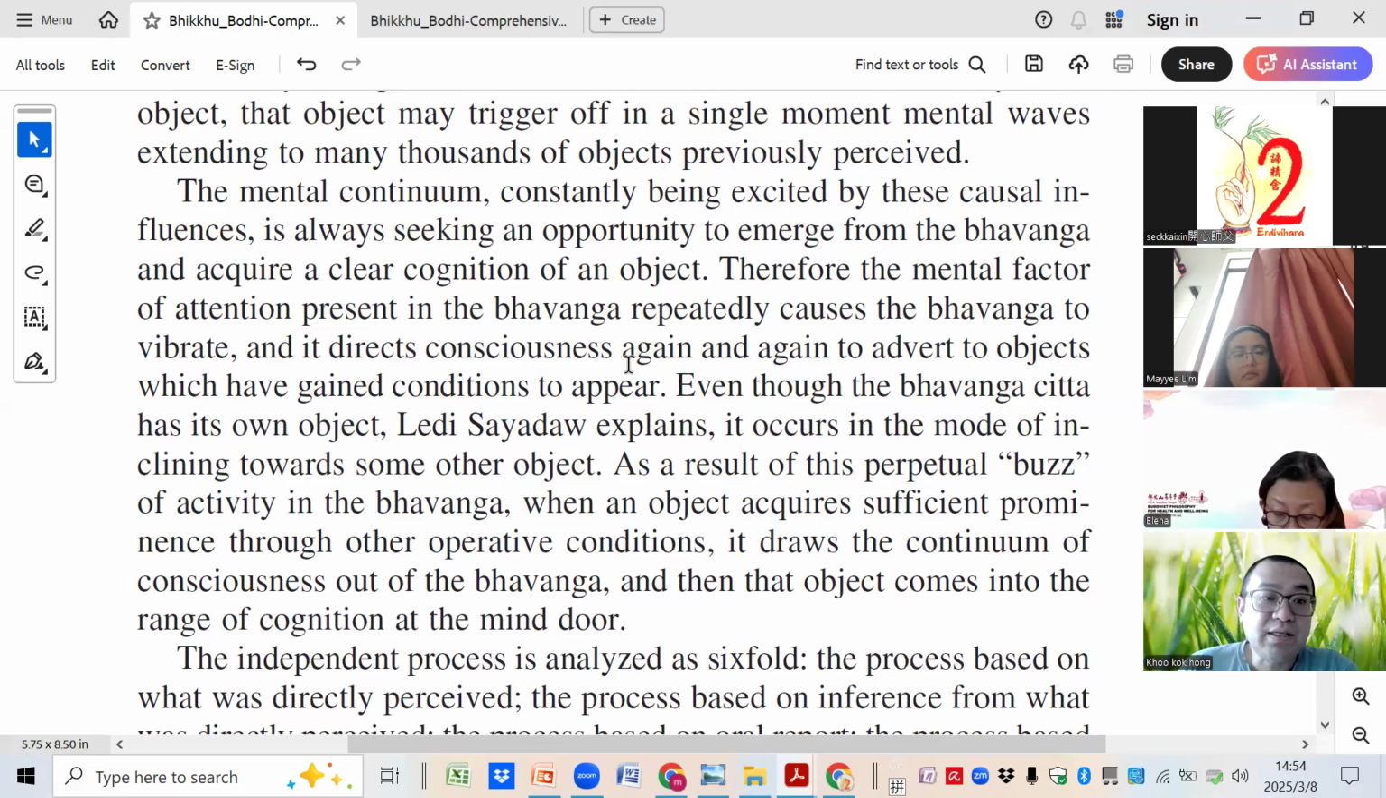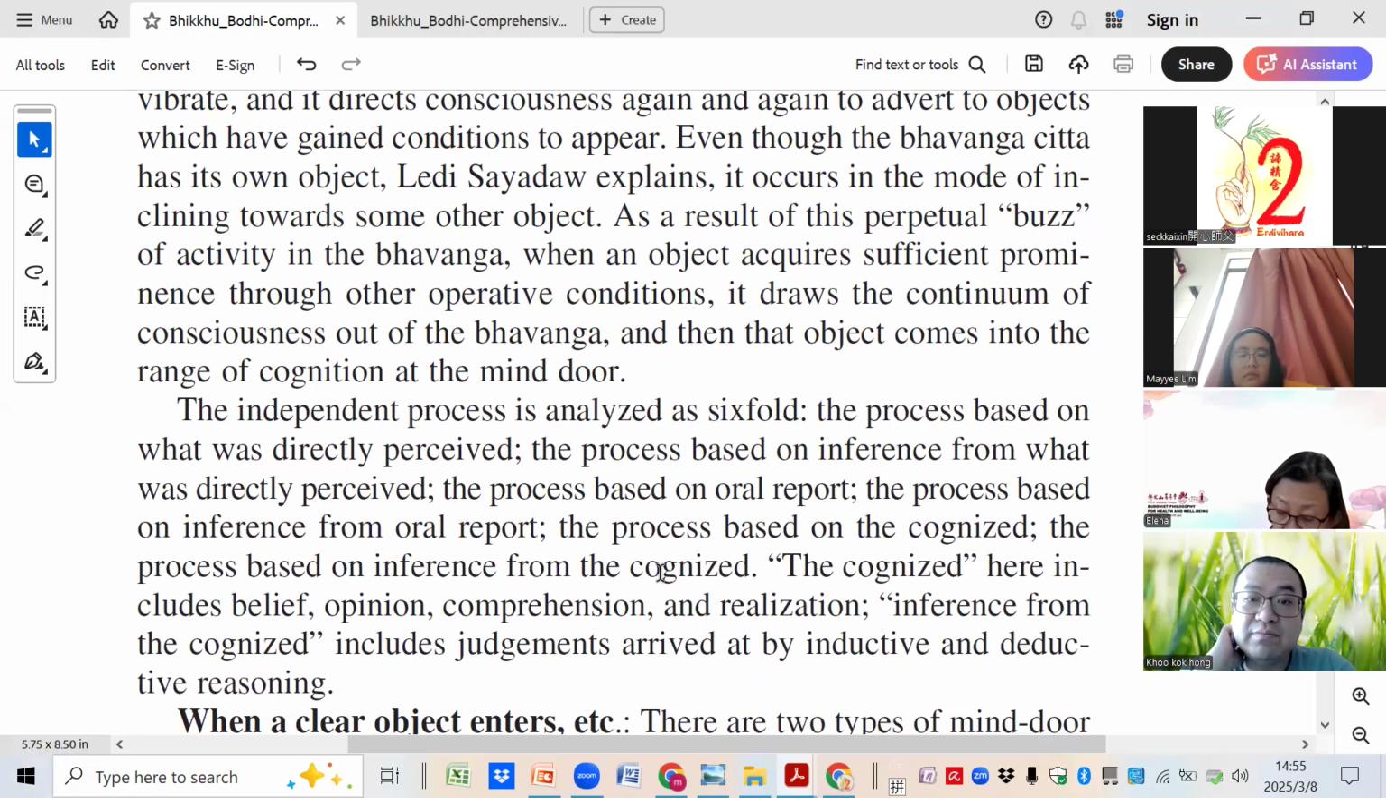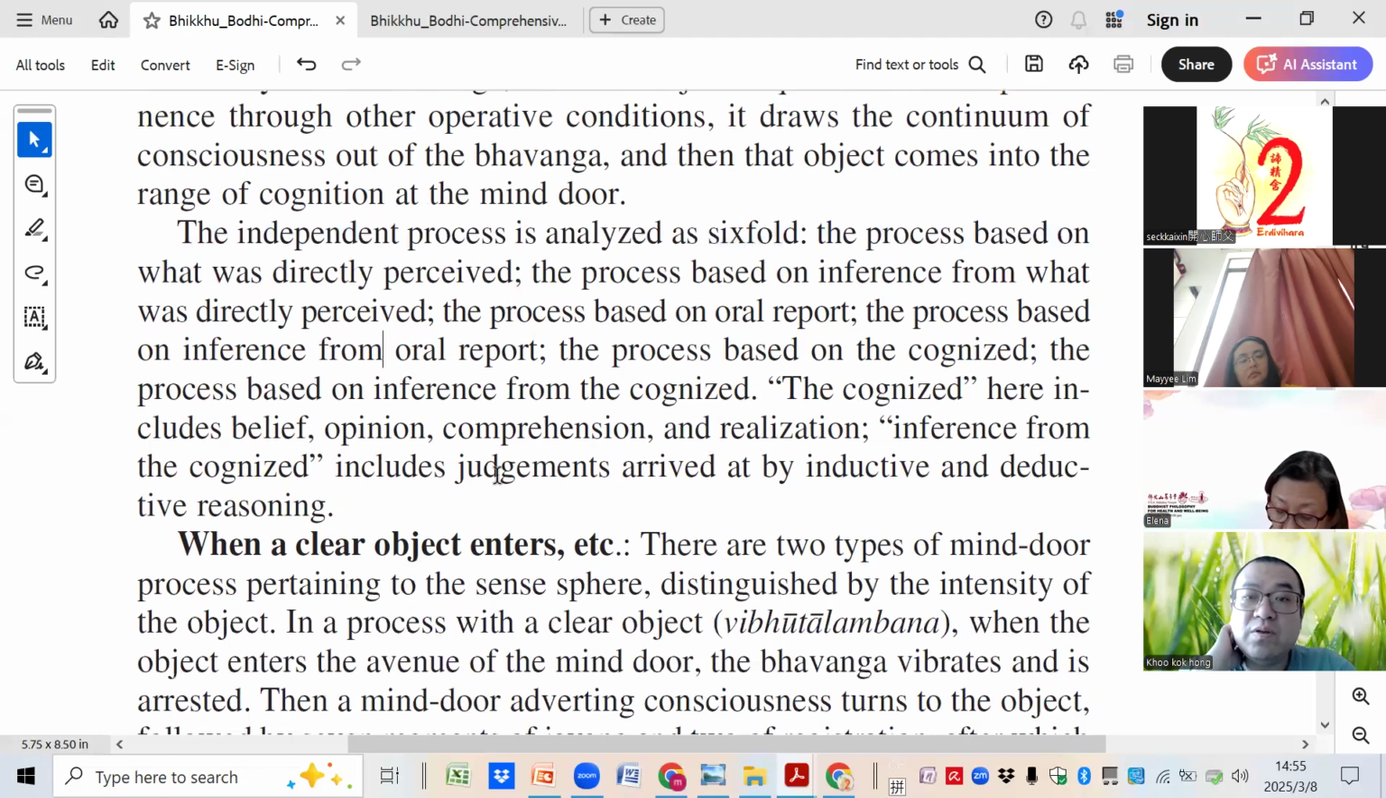Even though the bhavanga citta has its own object, Lady Sayadaw explained, it occurs in the mode of inclining toward some other object. As a result of this perpetual buzz of activity in the bhavanga, when an object acquires sufficient prominence through other operative conditions, it draws the continuum of consciousness out of the bhavanga, and then that object comes into the range of conditions at the mind door.